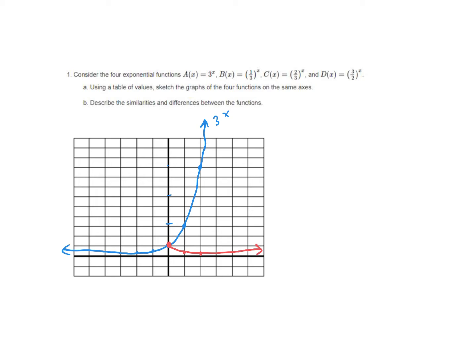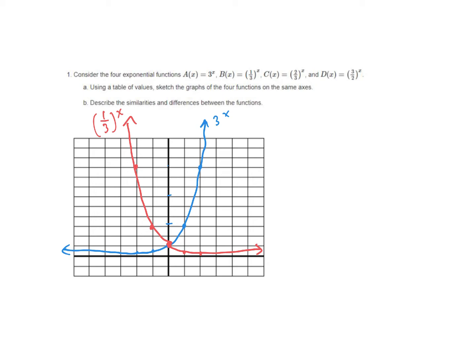We would have 1/3 to the power negative 1 is 3, and we would have 1/3 to the power negative 2 is 9. So similar to 2 to the x and 1/2 to the x, the only thing that changes with the graphs is that we go from increasing to decreasing.